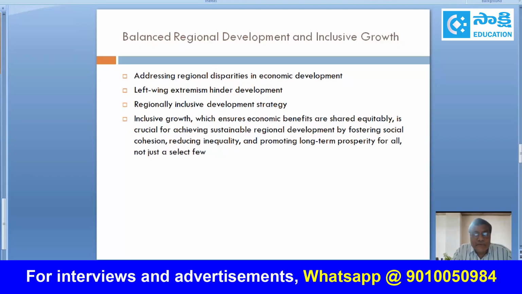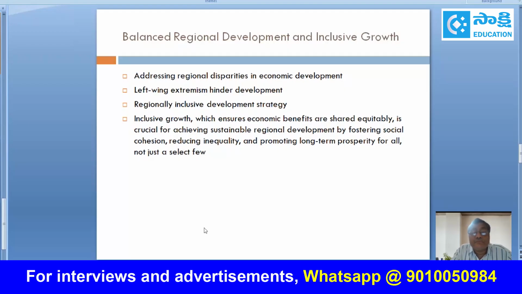So whenever economic development accelerates, all kinds of economic problems will be wiped out. Thereby, everybody will get benefited from the fruits of economic development. Regionally inclusive development strategy. As far as the regionally inclusive development strategy is concerned, here we have to focus more on infrastructural development, and left-wing extremism hinders development.